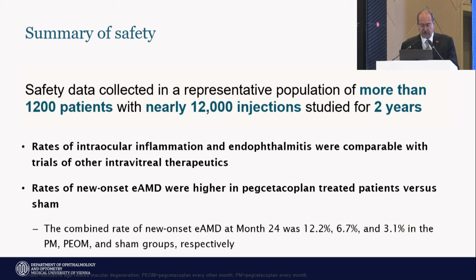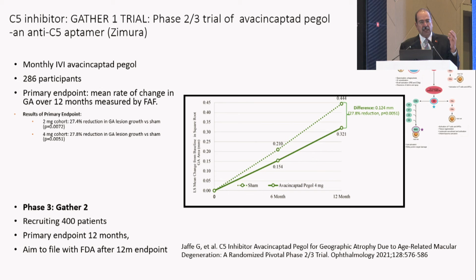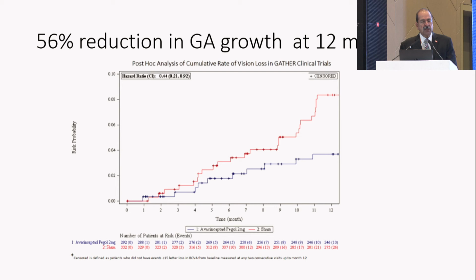Other trials working on the complement pathway, this one, which reduces the C5, with Zimura, also has similar results. This is the GATHER trial. So it looks like inhibiting the pathway, complement activation, seems to be one way to go. And so new results will come.